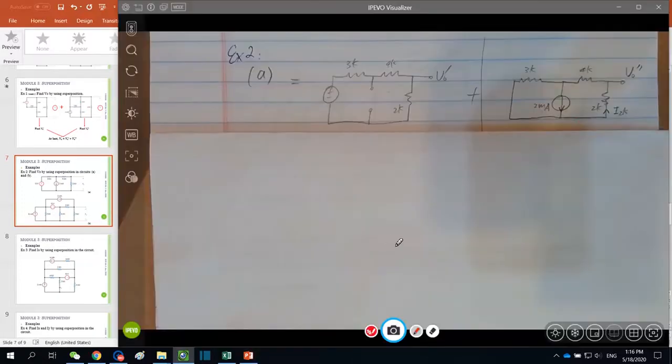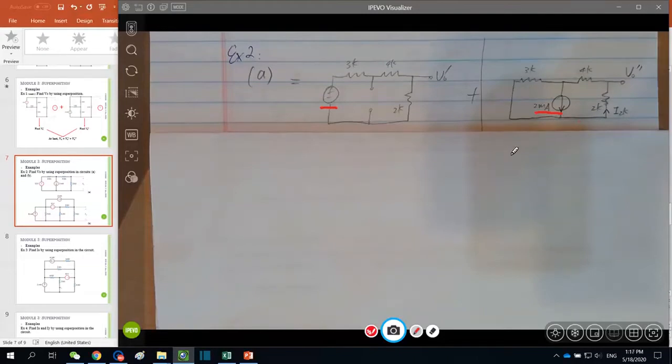So here's the solution. We split the circuit into 2 circuits. One is keeping the voltage source and making the current source here 0. Since it is a current source, we open it. Another circuit is where we keep the current source and short the voltage source. That's why it looks like this here.